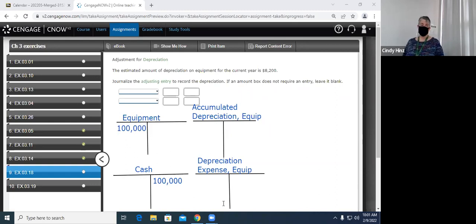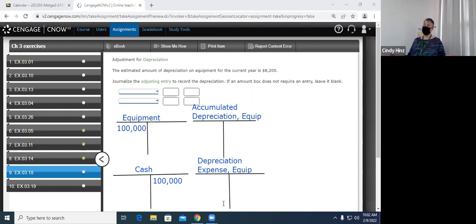Of course, the credit side of that could be to some liability, some payable. Maybe it's a loan payable or a mortgage payable or whatever. I'm just calling it cash. Fine. That's what we call a balance sheet transaction.